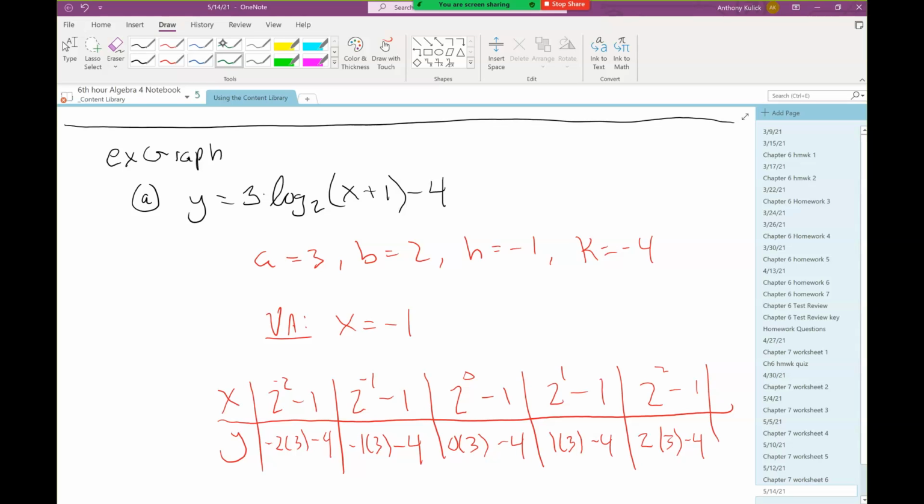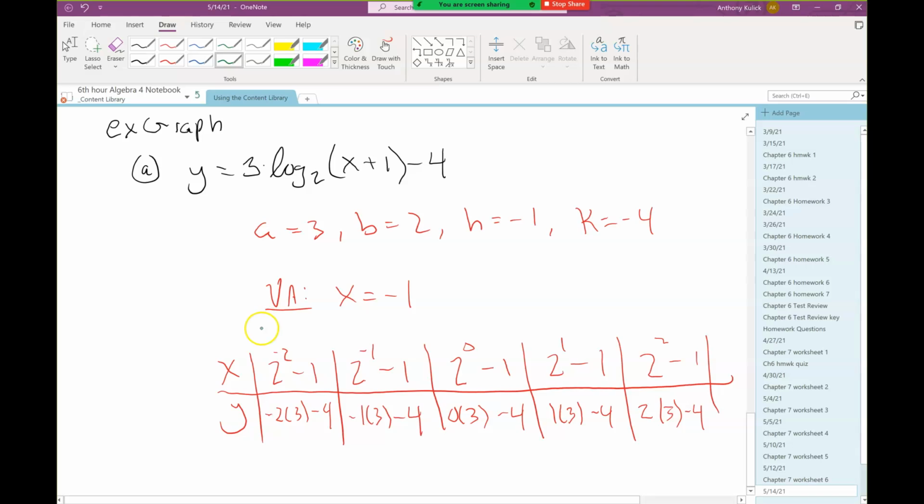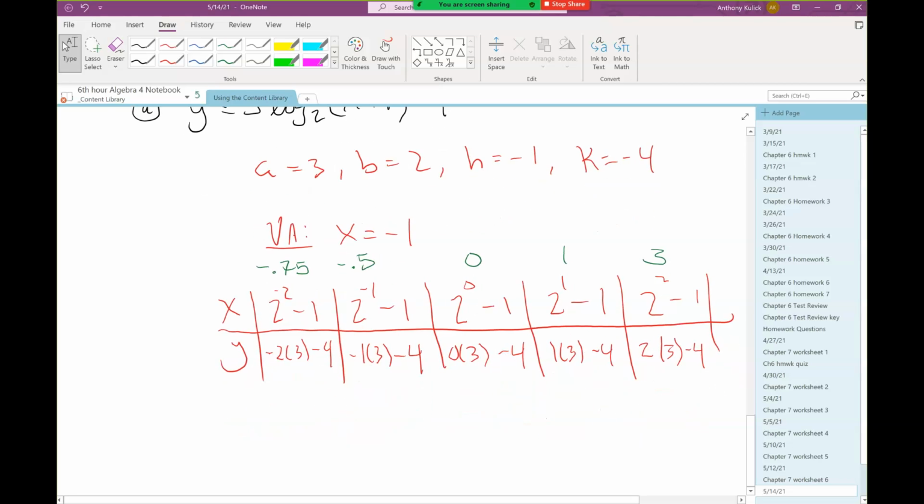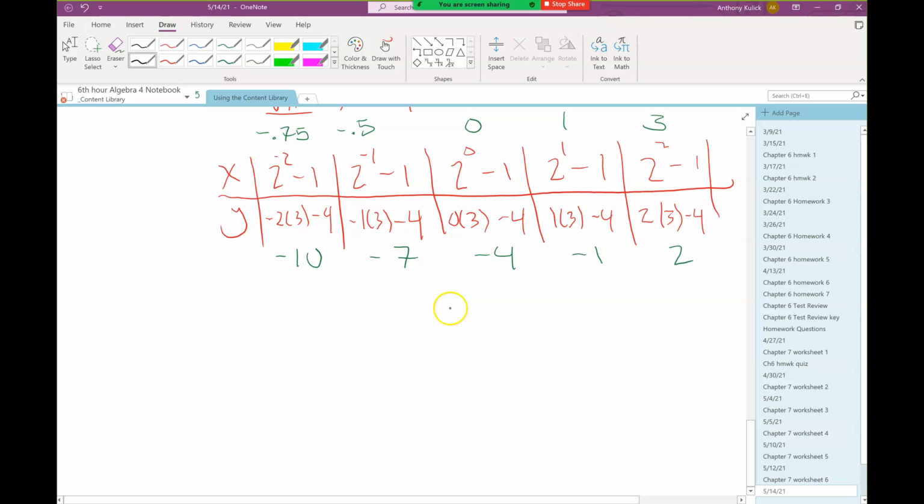So now I'm just going to simplify these to get the points that I'm actually going to plot. So 2 to the negative 2 minus 1 is negative 0.75. And then negative 0.5, 0, 1, and 3. Again, if you can't do those things in your head, no big deal. Just type it into your calculator, right? Easy enough to type that in. Then we have negative 10, negative 7, negative 4, negative 1, and then 2. Again, you can do those little arithmetic problems in your head, or you can type them into your calculator. Either is fine. So far, so good? No big deal, right? So let's draw our graph.